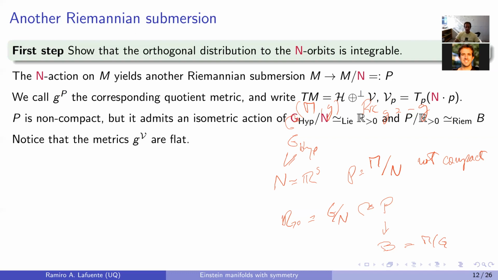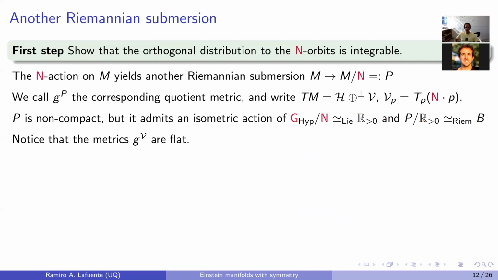Okay, so let me erase all this. So as I said already, P is non-compact, but the good thing is that there's still an isometric action of, in this case, a one-dimensional Lie group for which the quotient is isometric to a compact Riemannian manifold B. Now, notice the good thing of our particular situation where N is abelian: because the orbits, with induced geometry, are just left invariant metrics on N, this implies that all the metrics G_V are flat.